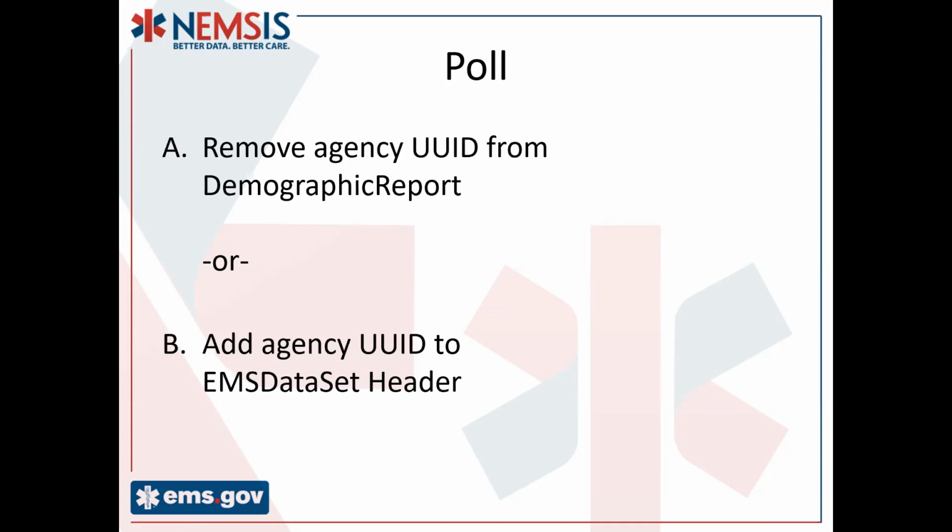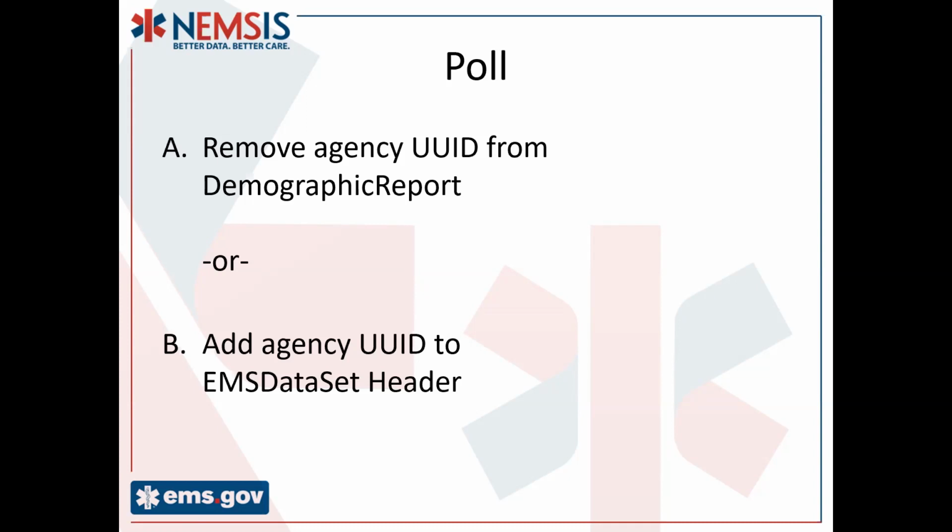So, I should clarify the options. If option C is leave it like it is, then what we're talking about is the candidate release, which has added a UUID to the demographic report and has not added a UUID to the EMS dataset header. But if leave it like it is means leaving it like NEMSIS 3.4, then that would actually be option A here. It would be removing it from the demographic report, so that we would continue to use agency ID and agency number as the identifiers for an agency. That adds clarity, thanks.